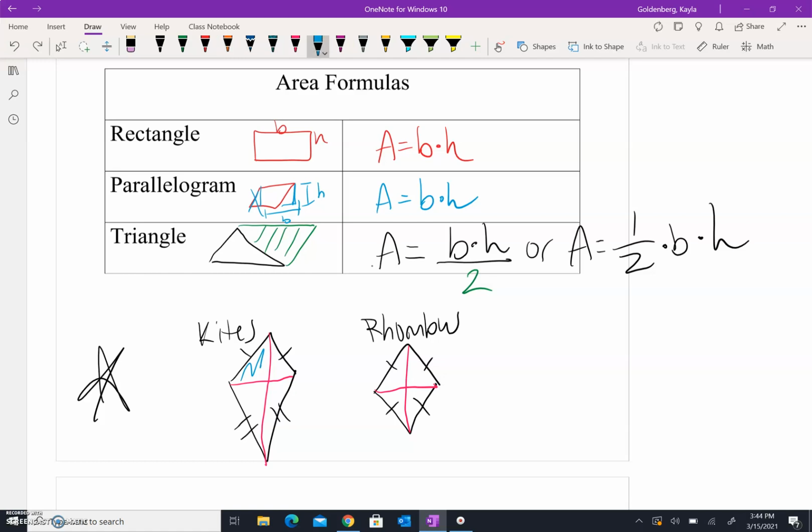And what's kind of cool is that these triangles are identical for the kite, as are these. So if you find the area of one, you can double. For the rhombus, all of these triangles are actually identical, which is really, really nice. And that's just because of the fact that all the sides are equal.